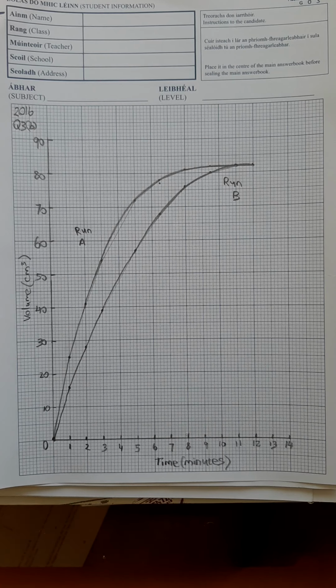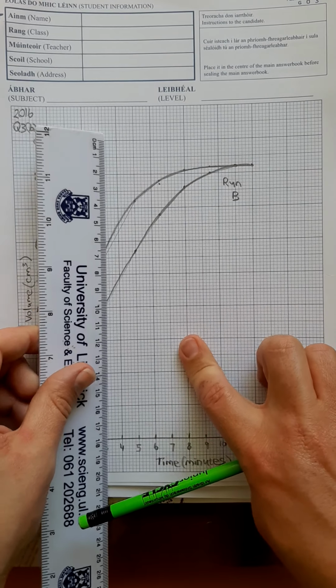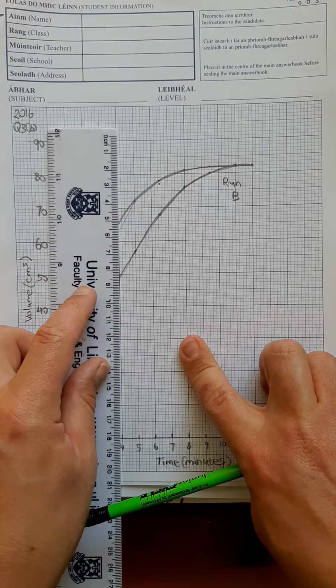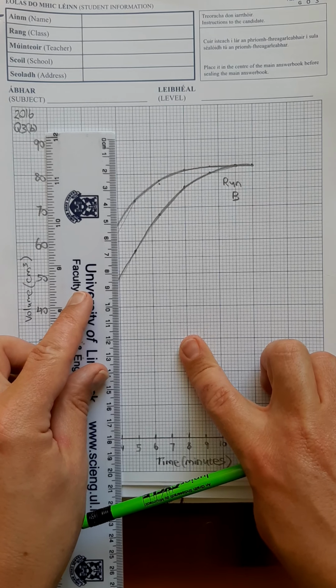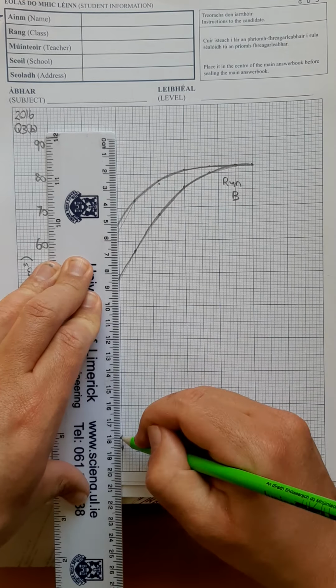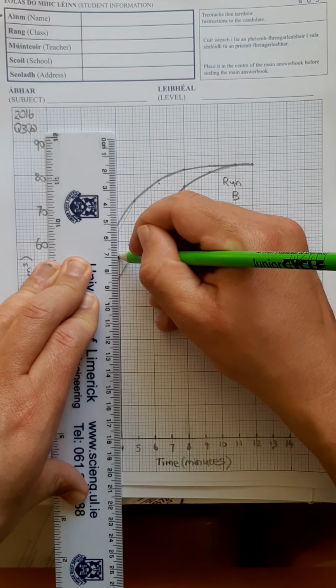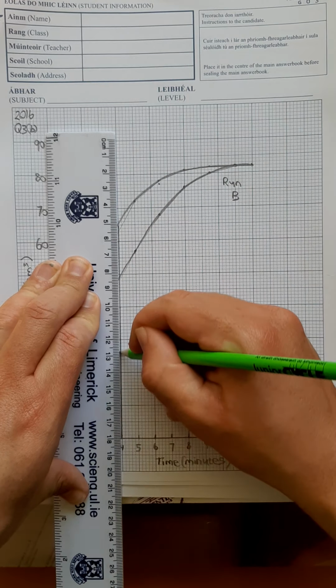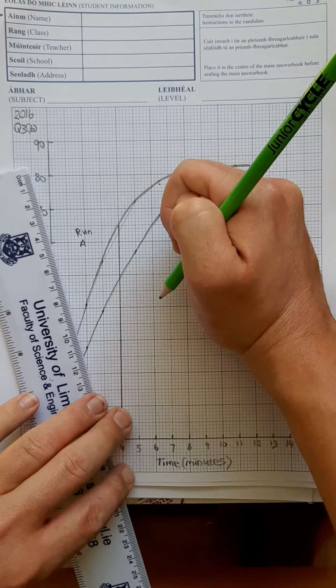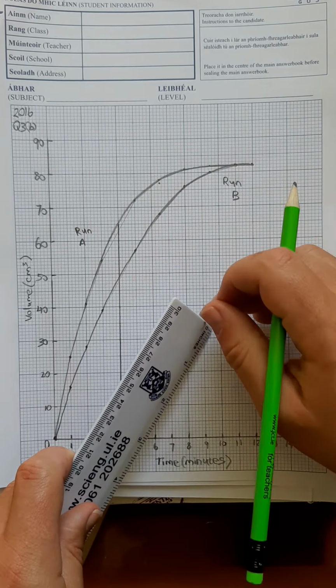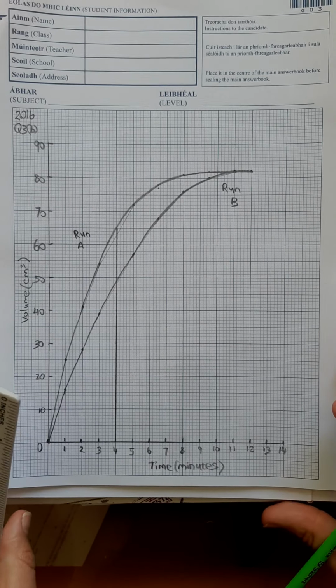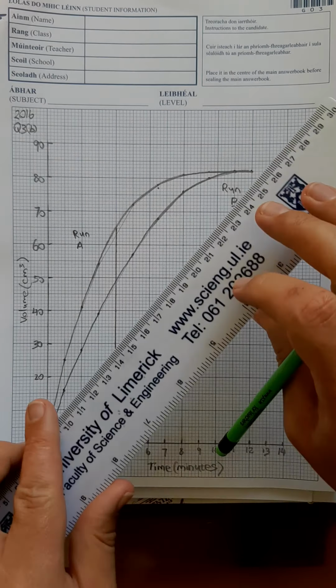On to part C then: calculate the instantaneous rate of reaction in centimeters cubed for run A at 4 minutes. So we're talking about run A, we're talking about 4 minutes. So I'm going to get my ruler, go to 4 minutes, and go up there to run A. Draw a line, it doesn't matter if it's dotted or straight or if it's light or heavy. So that's where the 4 minutes hits the graph for run A.